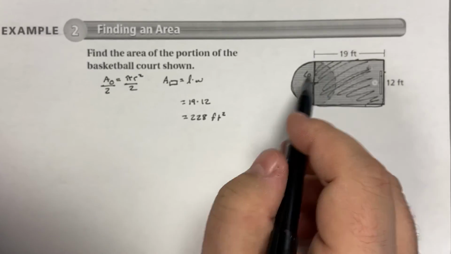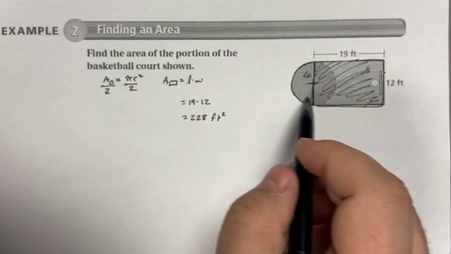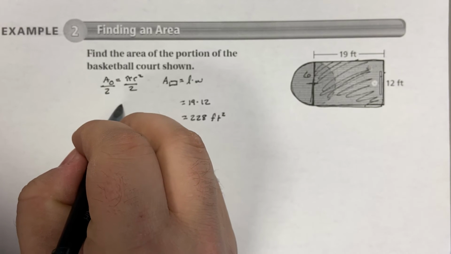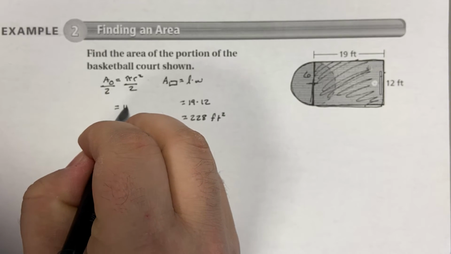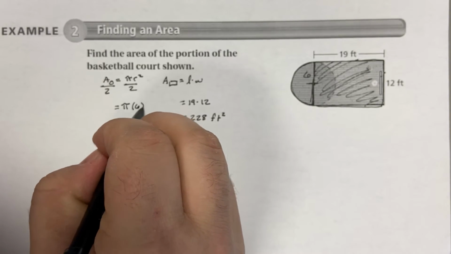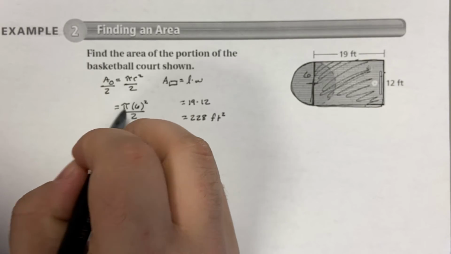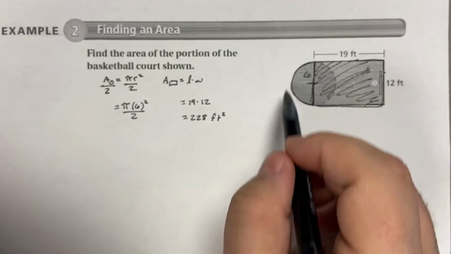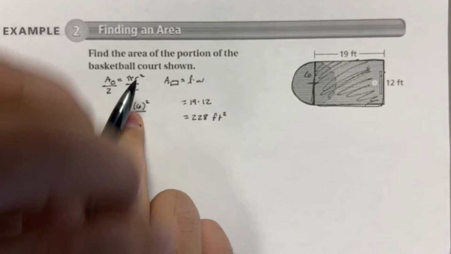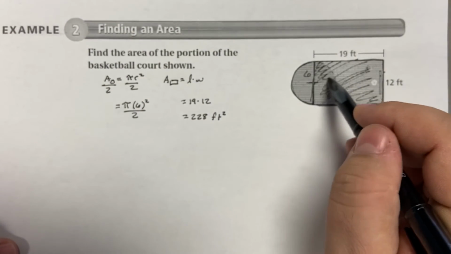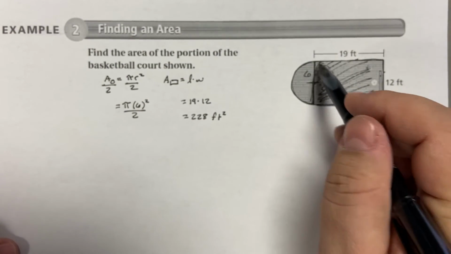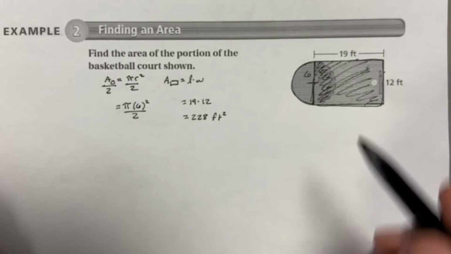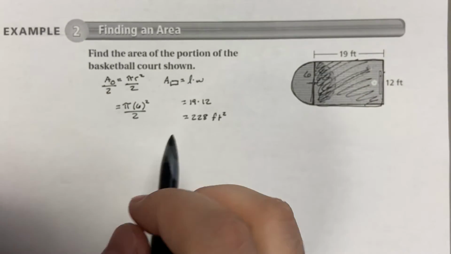6 feet is my radius for this full circle, so I'm going to write pi times 6 squared, but I'm going to divide it by 2, remember, because I only need half the circle. If I don't divide by 2, it's the whole circle. I'd be double counting this area. I can't do that, not to get an accurate number. I have to leave this out, so I have to cut it in half.